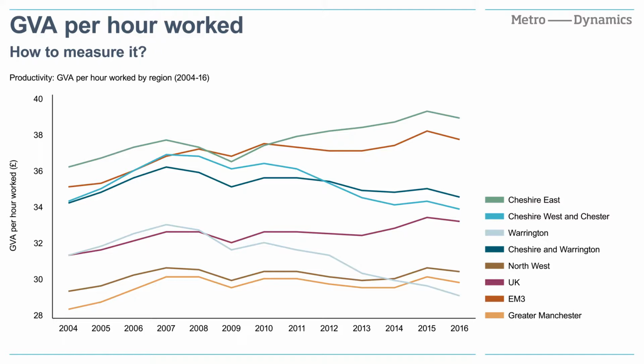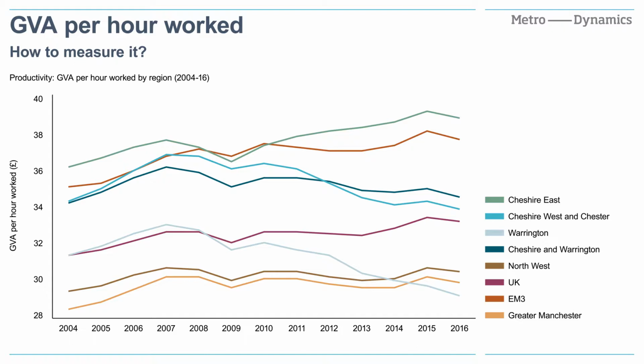We then compare to wider geographies, in this case, the North West and the UK, and to key comparators. In this case, we've compared the Cheshire and Warrington LEP area economy to the Greater Manchester and the Enterprise M3 LEP area economies, as these are helpful comparisons for understanding the local economy. This allows us to bring out some interesting insights.